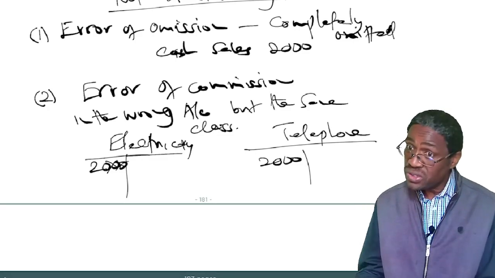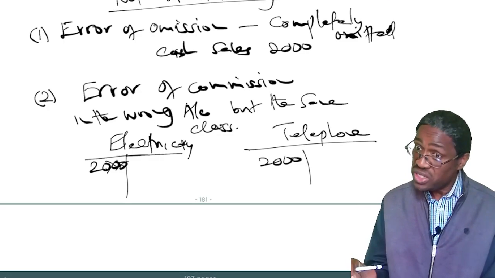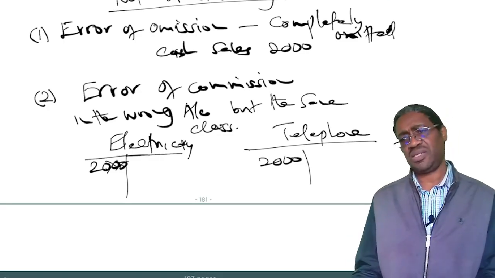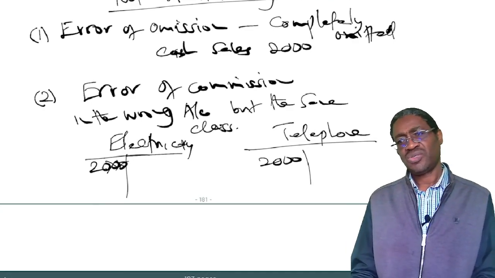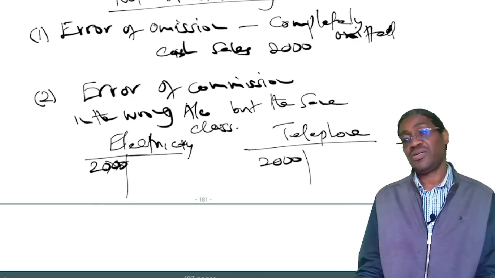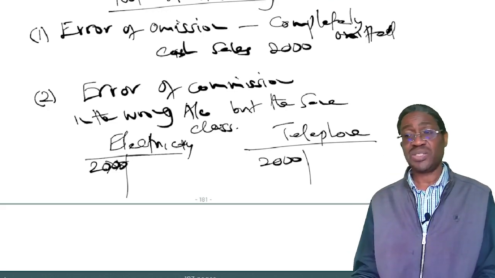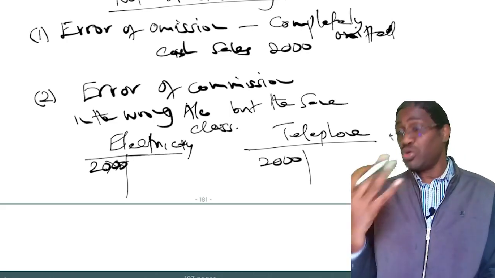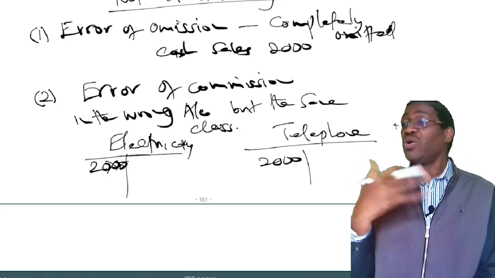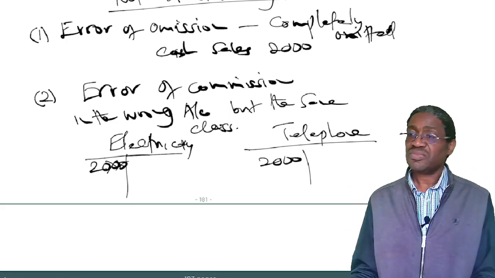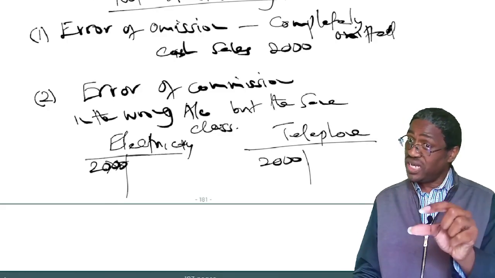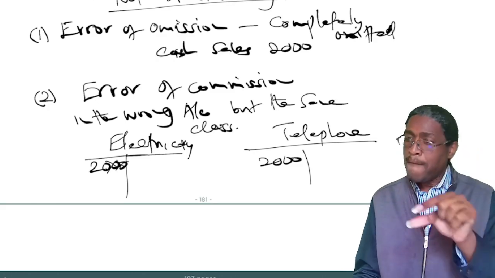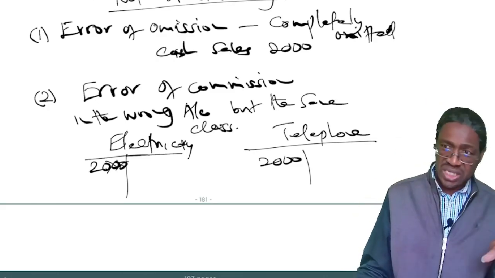Yes, your account will still balance, because telephone, where you have posted it, is in the same class as electricity. They are both expenses, and they are both debit balances. So the trial balance will still balance. Or you bought a motor vehicle, and instead of recording it in the motor vehicle account, you recorded it in the furniture account. So you're recording an error in the wrong account, but of the same class.